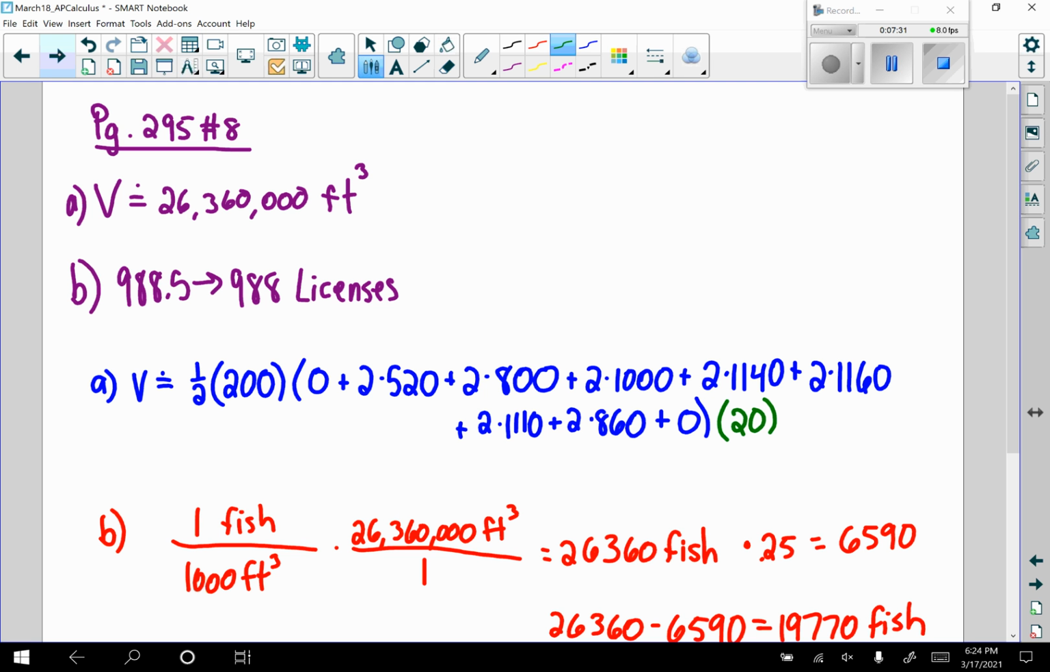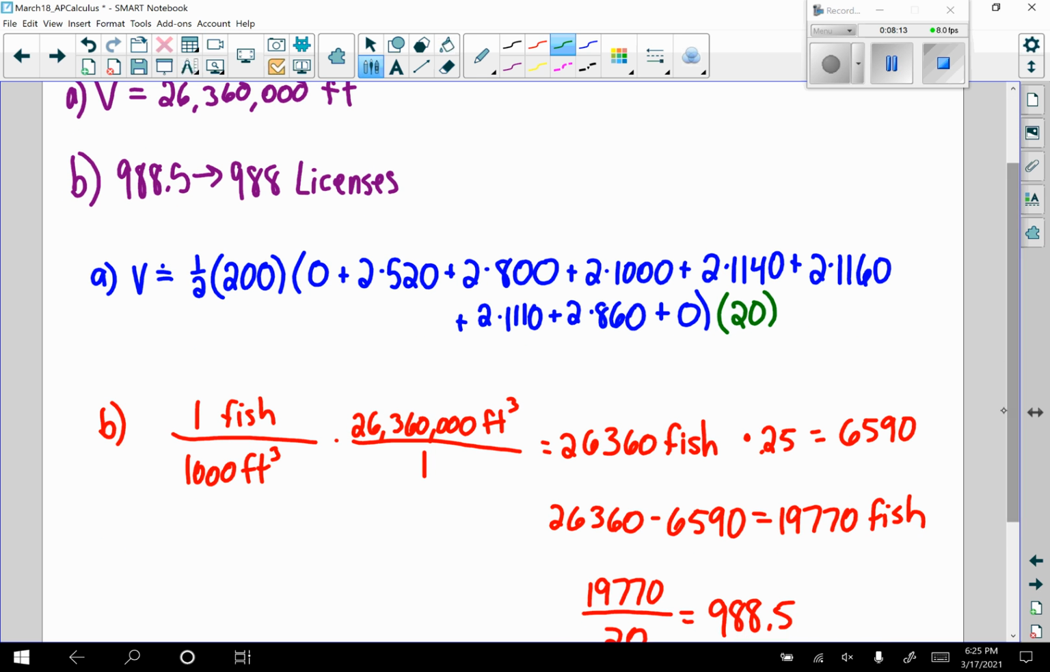So remember, volume is length times width times height. So we have the depth here in green, which is the 20. So that's kind of like the height. And we're going to use a trapezoidal rule. So we start with 1/2, and then the increments here measure every 200 feet. So that's going to measure 1 dimension. So really we're finding the area of the base times the height, which is this 20, or the average depth. So we have 1/2 times the 200. And then our first value starts at 0, and then we double every value in between till we get to the other end, which is 0. So we calculate that, and we get 26,360,000.